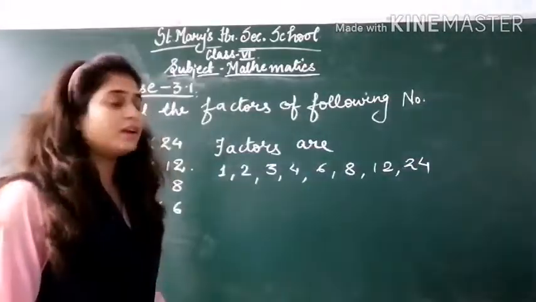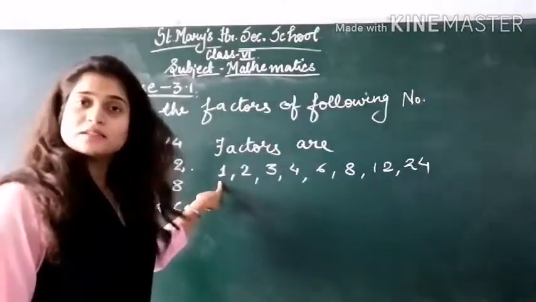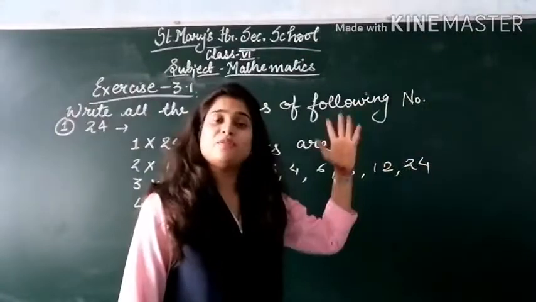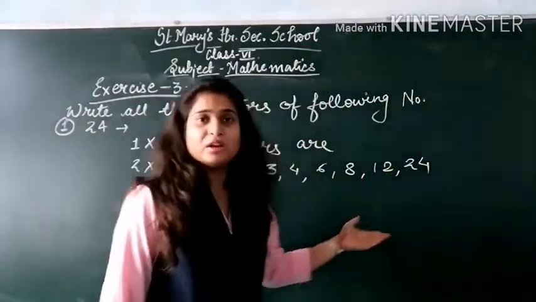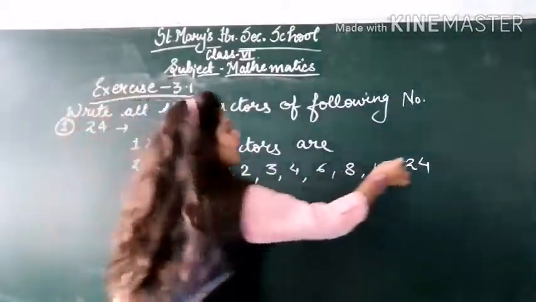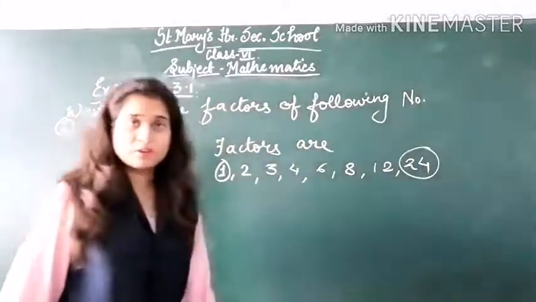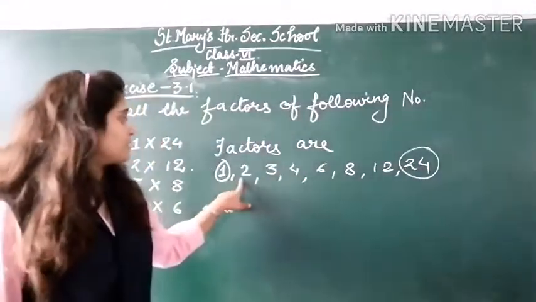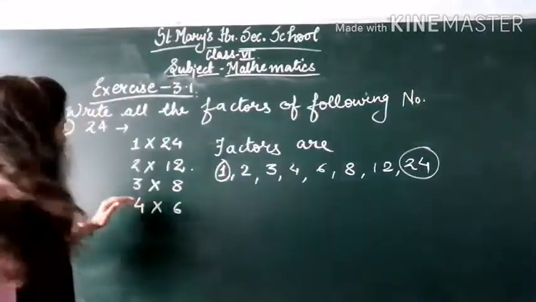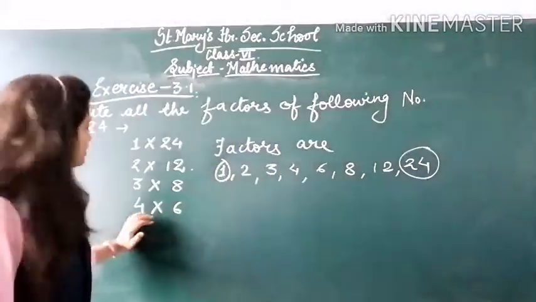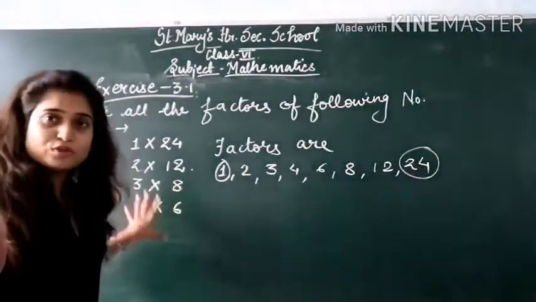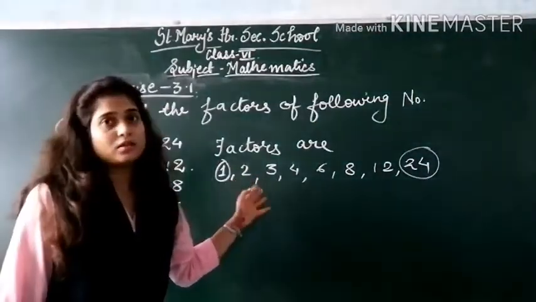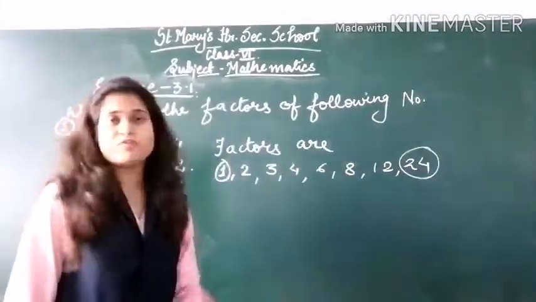How we have to calculate it? First, 1 is the factor of every number, and 24, the given number itself, is also a factor. So these two are the first and the last factors of the given number, and we have to find the other factors. Here we have seen 2, 3, 4, and after 4 the repetition starts. 6 into 4 will come. Therefore we have to stop here and write the factors. Now we got the factors and we will write them here.